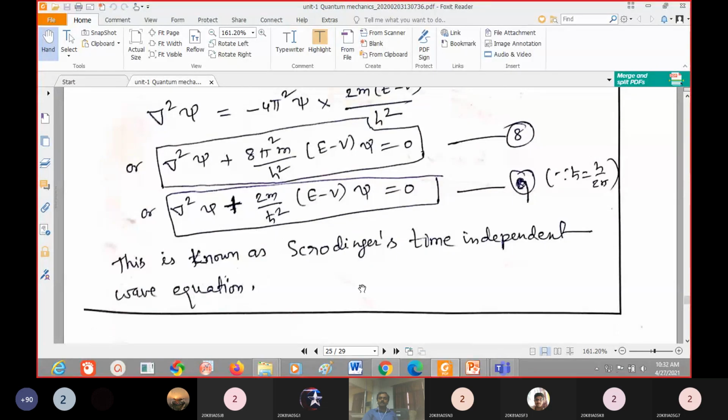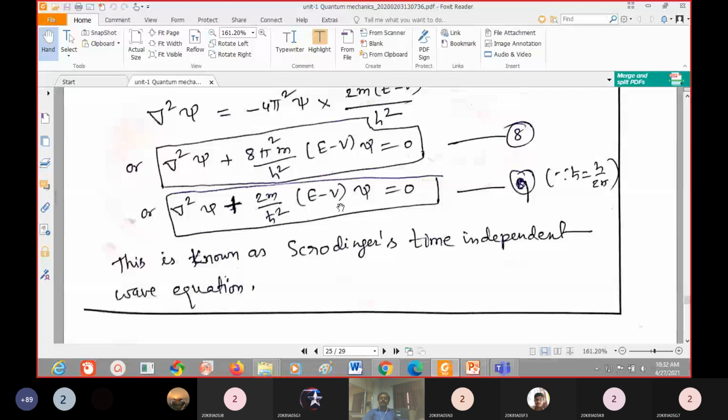Now if there is no potential, the particle is moving in free space. At that situation, what is the equation? Del square psi plus 2m by h cross square into E. Here the particle is moving in free space, that means there is no potential. V is equal to 0, we will take V is equal to 0.